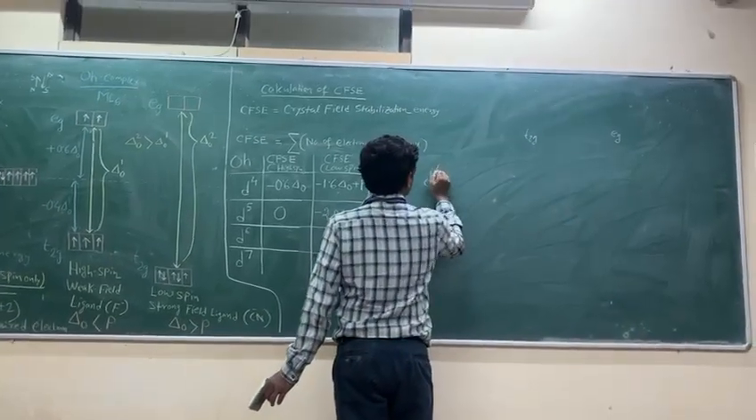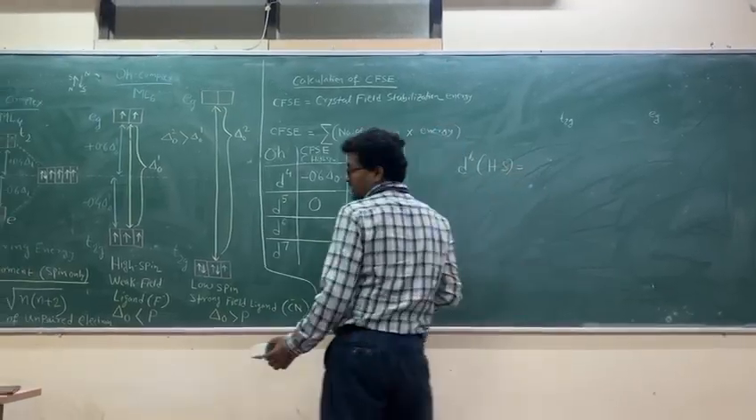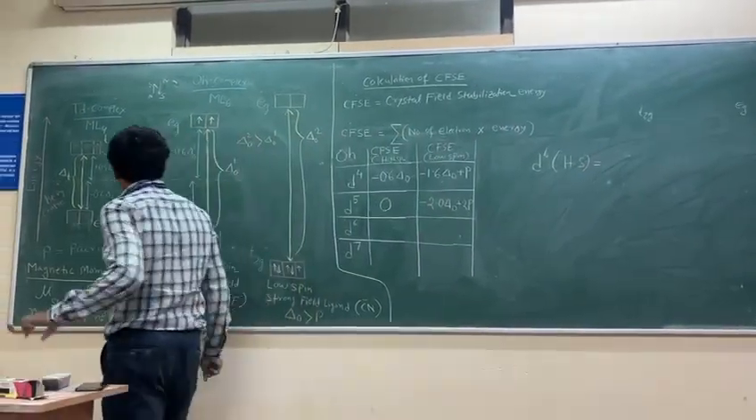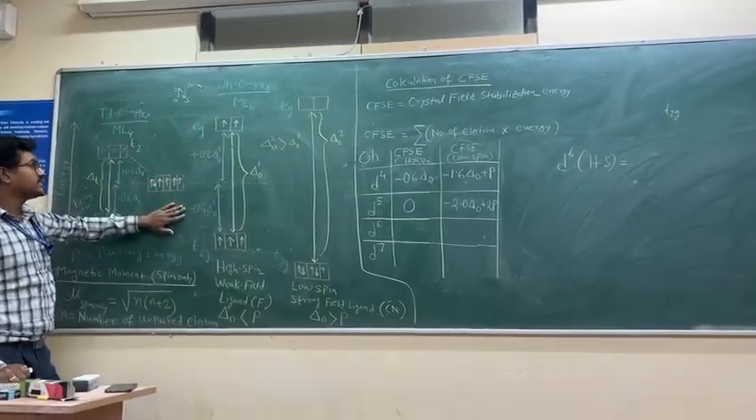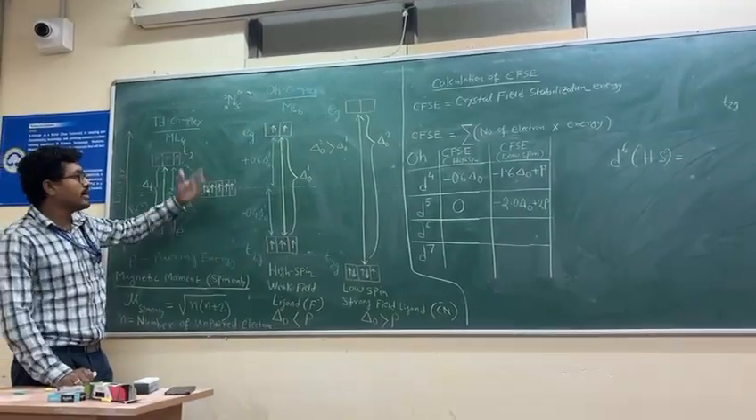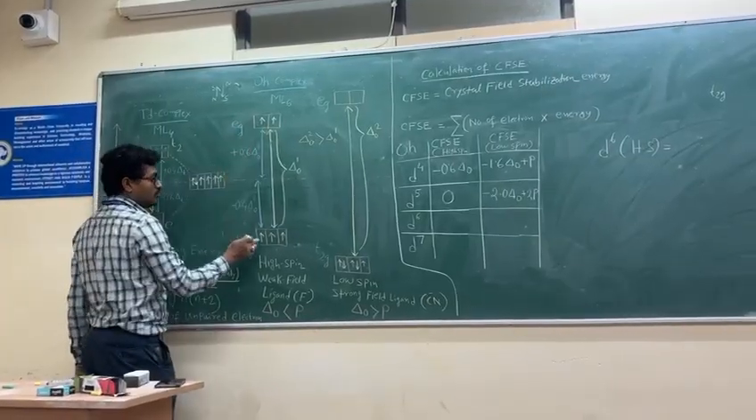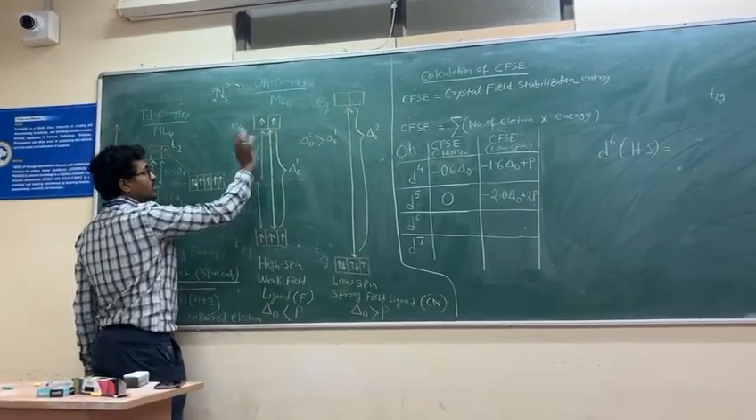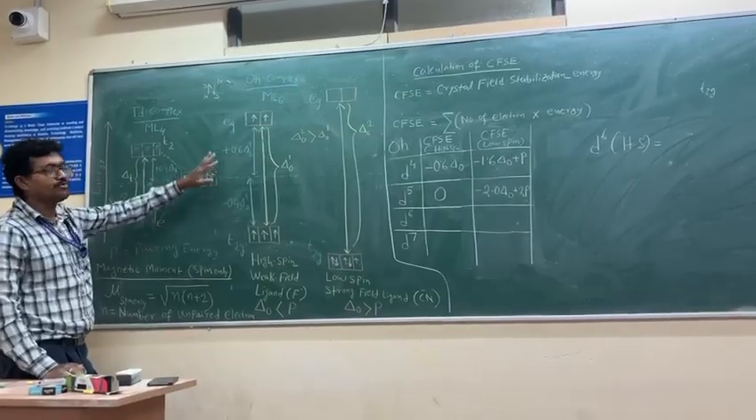Now D6 high spin, HS. For D6 high spin, the total number of electrons is 6. This is the 5th electron. Now the 6th electron, where will it go? So all these rooms, 1, 2, 3, 4, 5, 5 rooms are there. So all these 5 rooms are occupied by 1 electron.